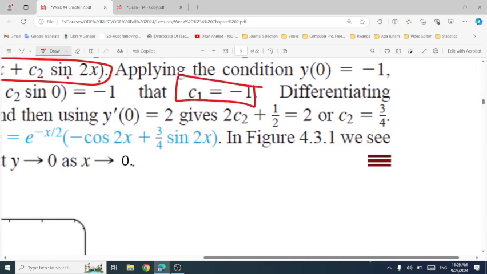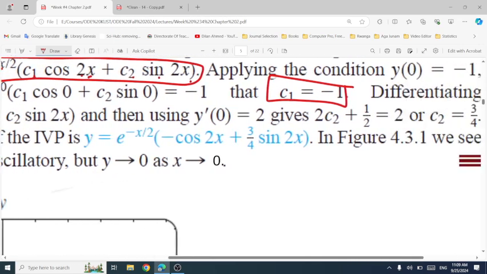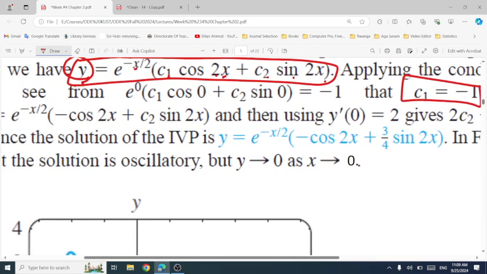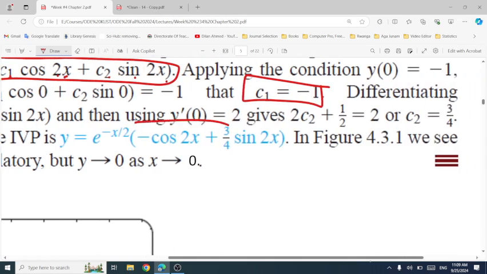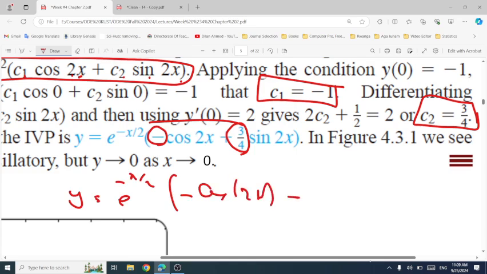After finding the first derivative, differentiate that one, then use that one, and you will get C2 equal to 3 over 4, as we did for C1. Please do it at home. Make it a task, a homework. Then, of course, C1 will be minus 1, and C2 will be 3 over 4. So your solution will change: y equals e to the power minus x over 2, times C1 cosine 2x plus C2 sine 2x.